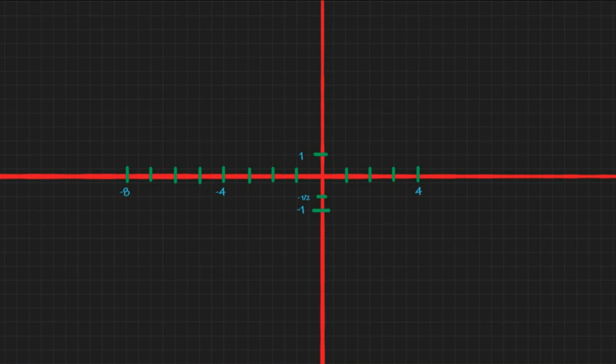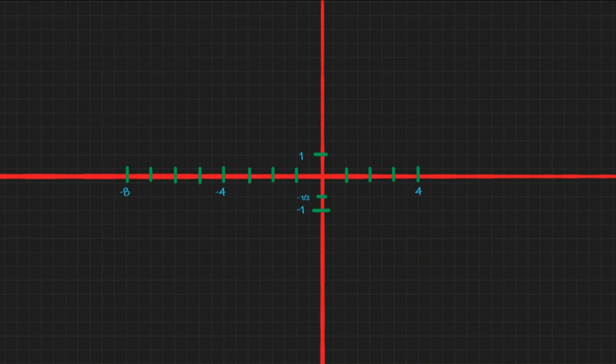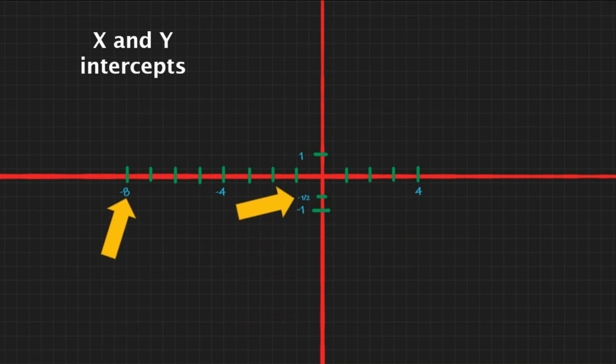Critical and restricted numbers are always drawn on X. So we have -8, -4, and 4 here. And these are the X and Y intercepts, which is -8 and -1/2 respectively. X-intercept must be placed on X, of course, and the same for the Y-intercept.